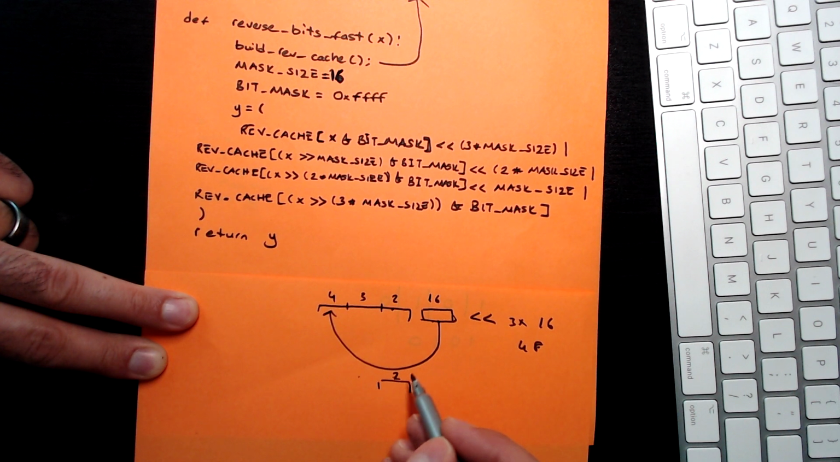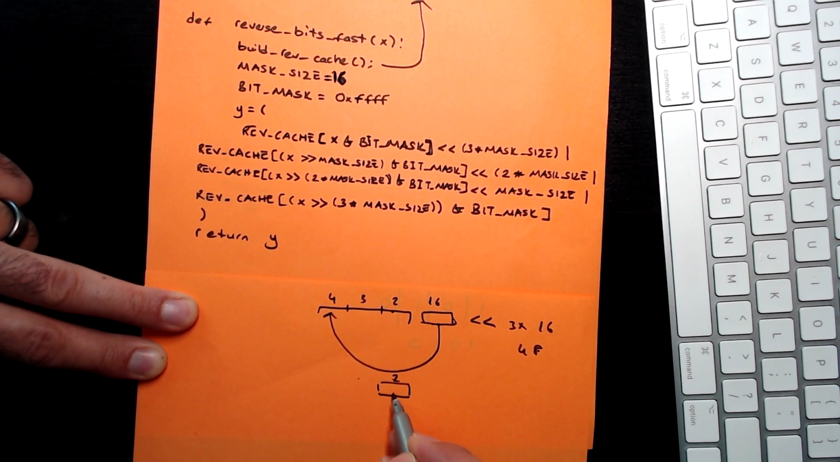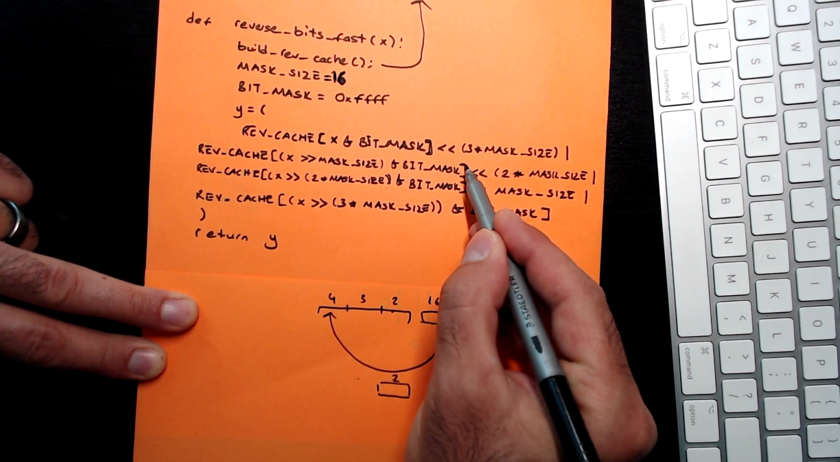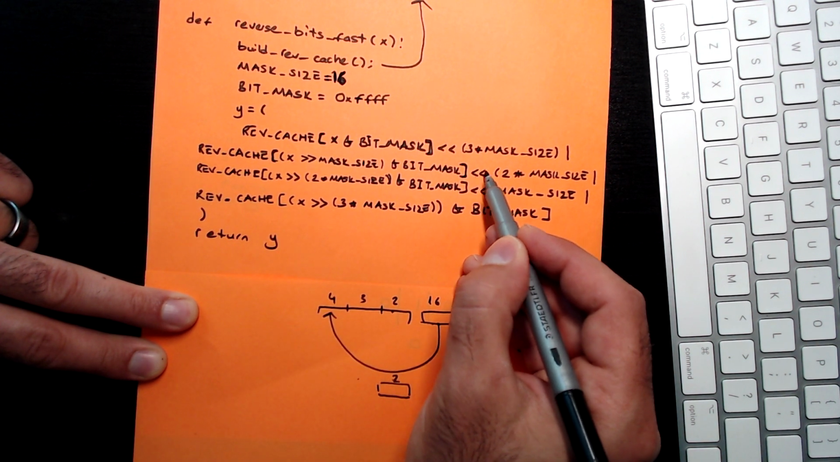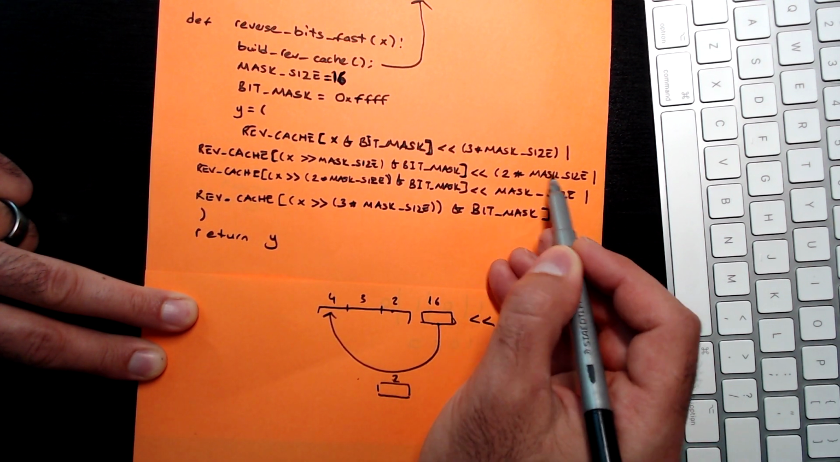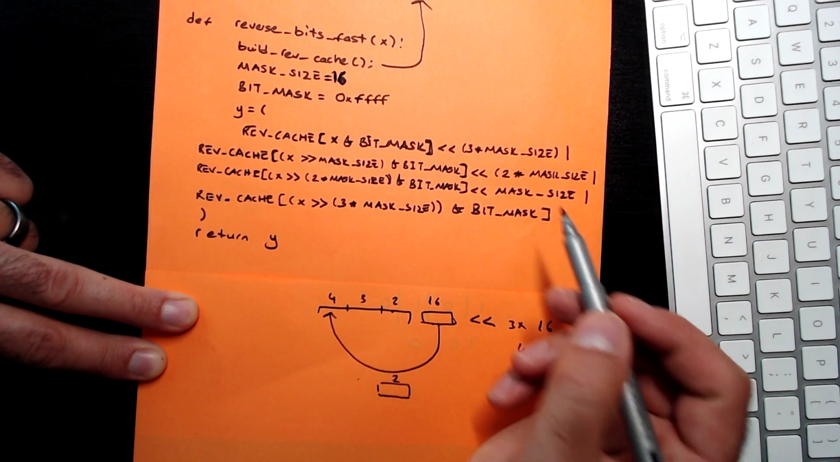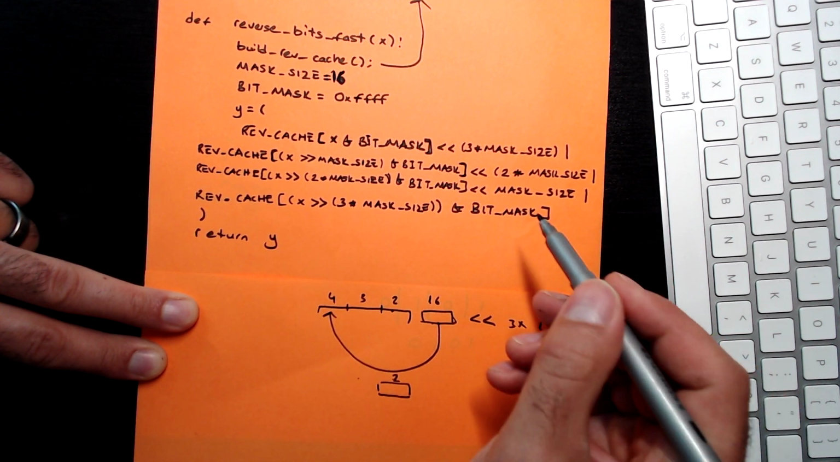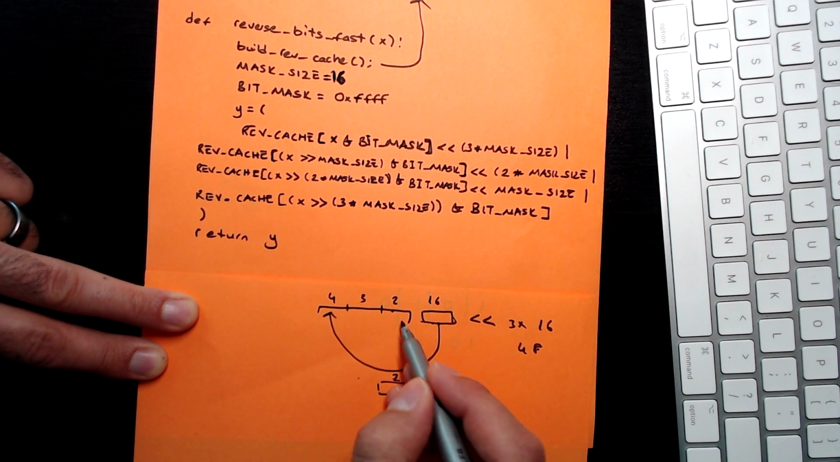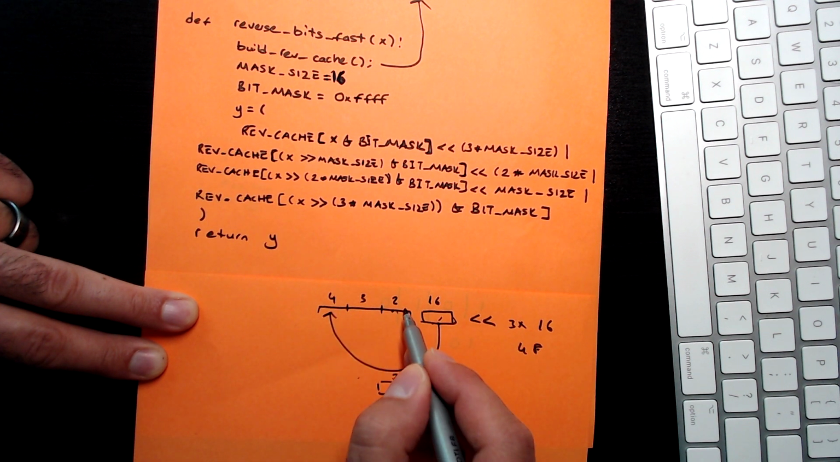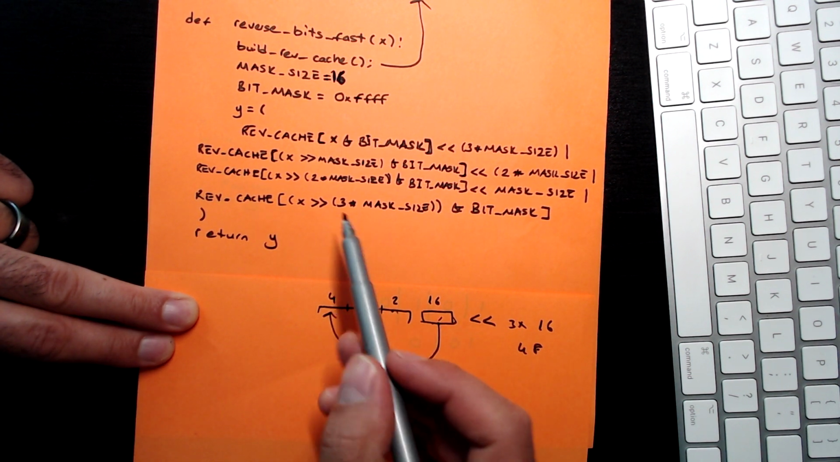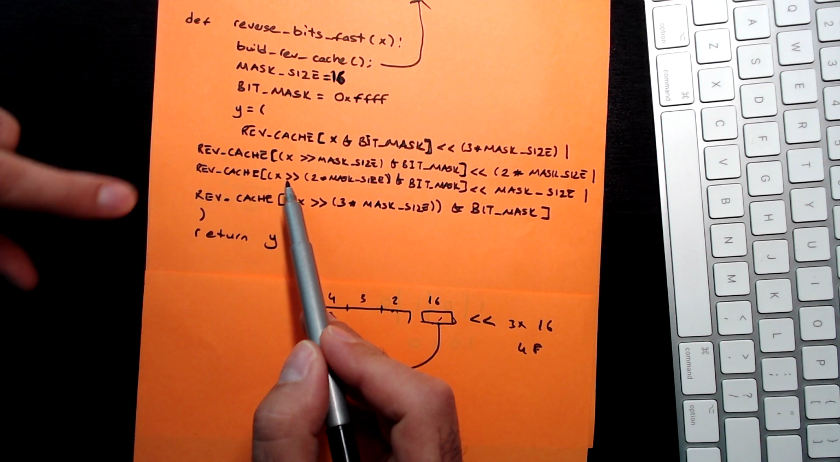We extract whatever the value was in the second chunk, and we do the lookup, which gives us the reverse number, and then we left shift it by 2 times the mask size, which is 16 times 2, 32 bits. In this case, the second one is going to be moved to the 3rd spot, right? The first one moved to the 4th, the second one is going to move to the 3rd. You get the idea.